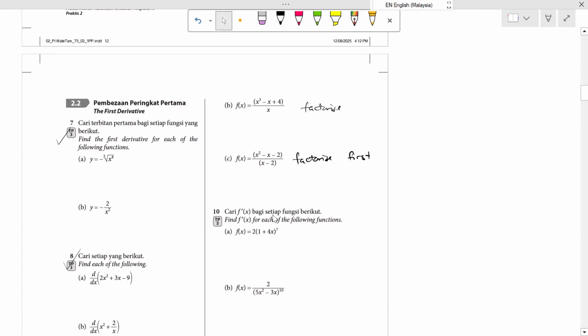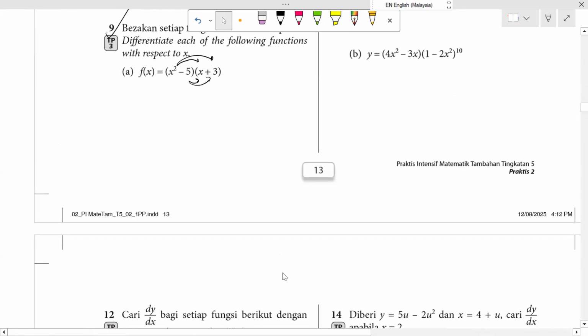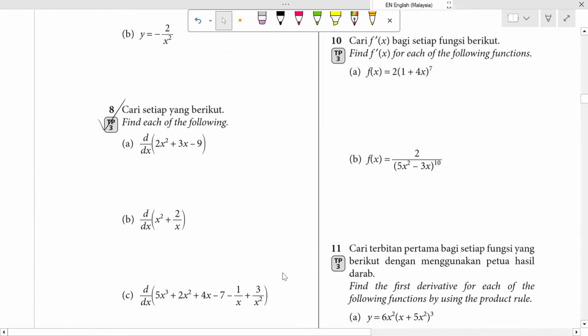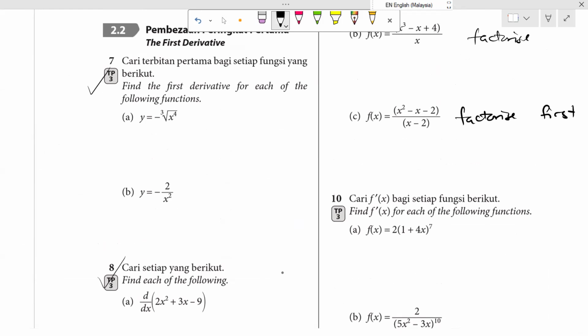Let me think first. We still have time, so we can, okay, never mind, let me just show you this. What does it mean? Okay, show you this. How do we derive this?